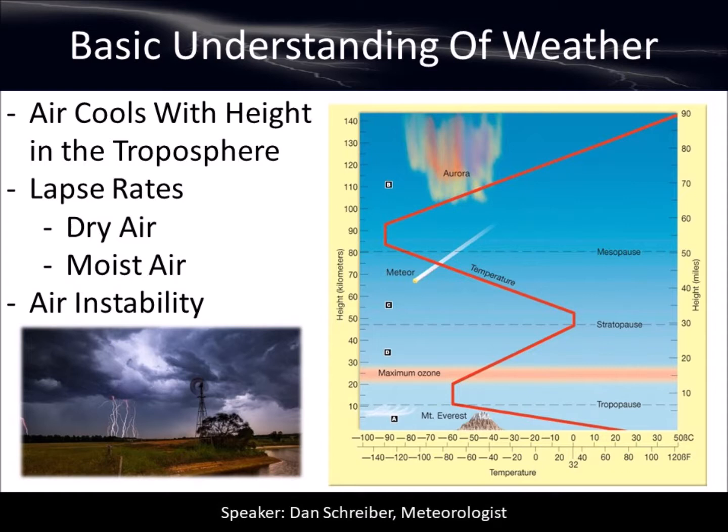The atmosphere wants to be neutral. Too much stability, the atmosphere is going to try to make it a little bit more unstable to reach that neutral. Too much instability, the atmosphere doesn't like it either. It's going to try to add some stability to reach neutral.